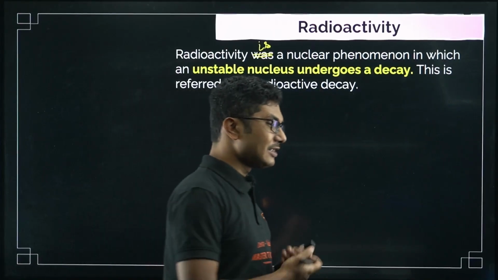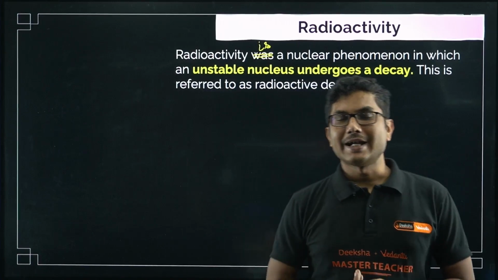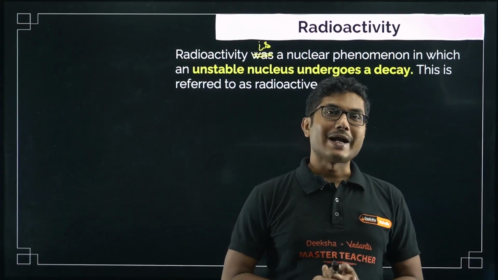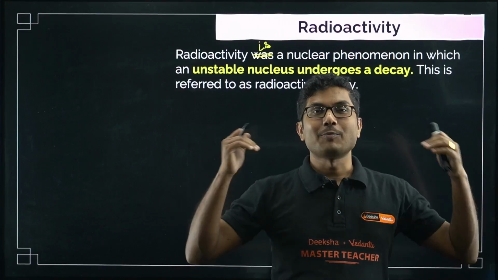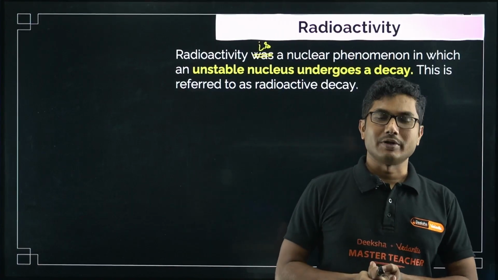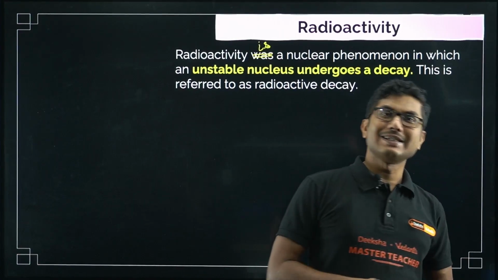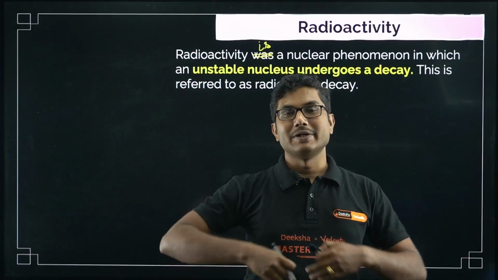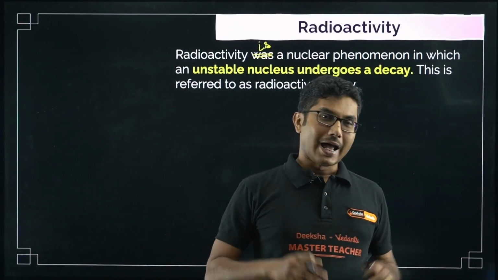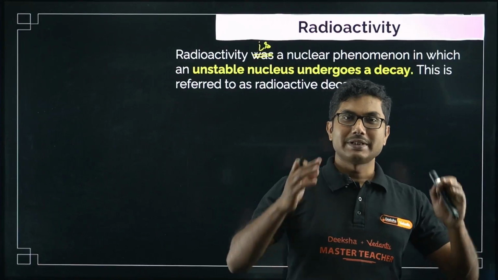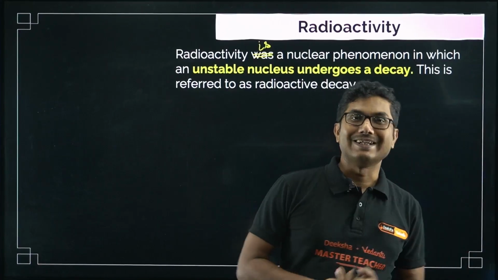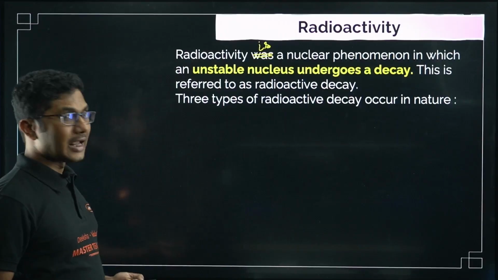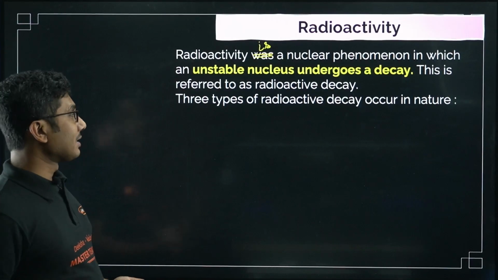But there is a tendency for atoms, or mainly the nucleus, that they want to attain the highest possible binding energy per nucleon. If the binding energy is decreasing, then immediately they will emit some energy, they will break apart, and they will become stable. That means their binding energy per nucleon will increase. Now how is it happening? It can happen in three decays. What are the three decays?